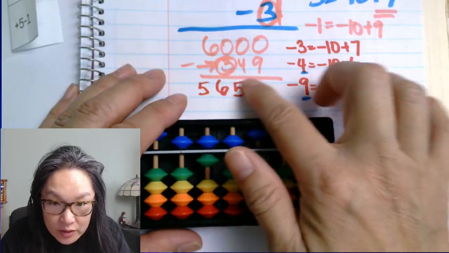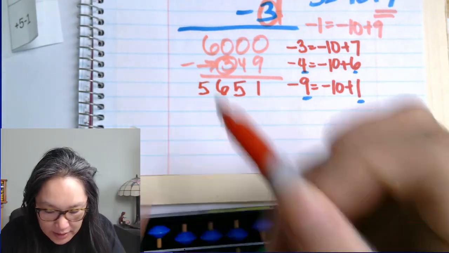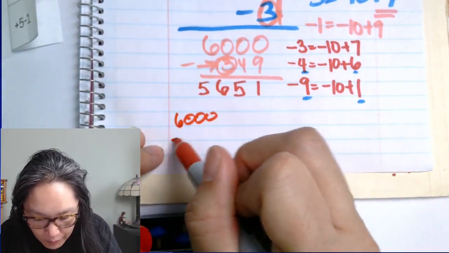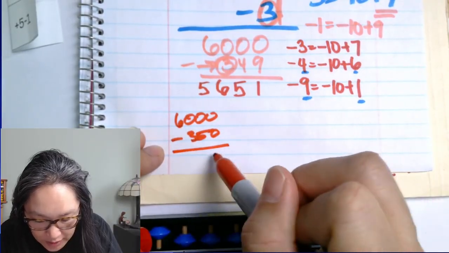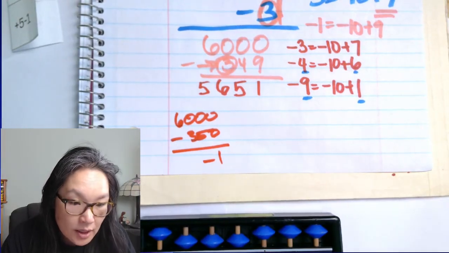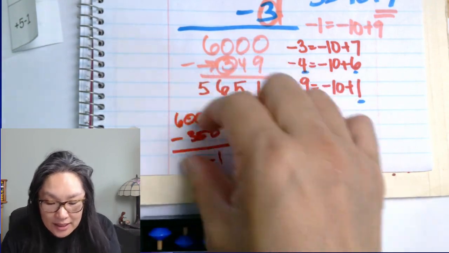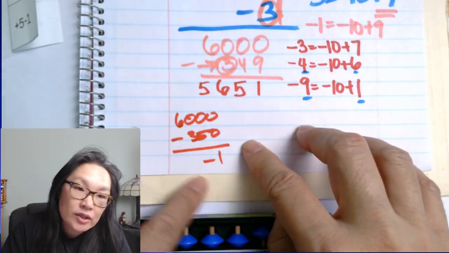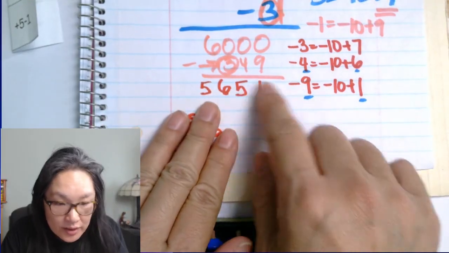You could do it this way: 6,000 minus 350, and then you need to know you have to take away the 1. I'm not knocking it. It's just another way. This is not the abacus way. That's why I don't teach it this way. I teach the abacus, so this is the way I'm doing it.